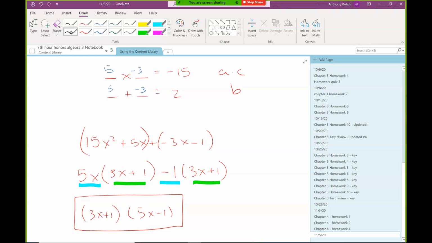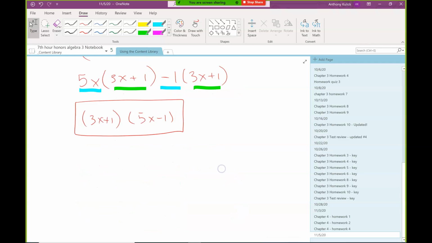What do you guys think on this? Is it getting clearer? One more, and then we'll move on to completing the squares. Okay, seems fine with me too.